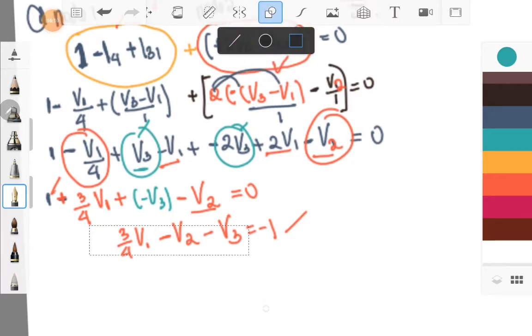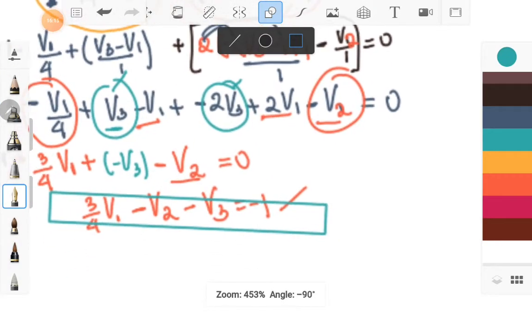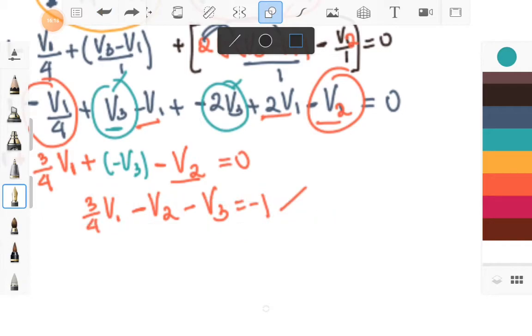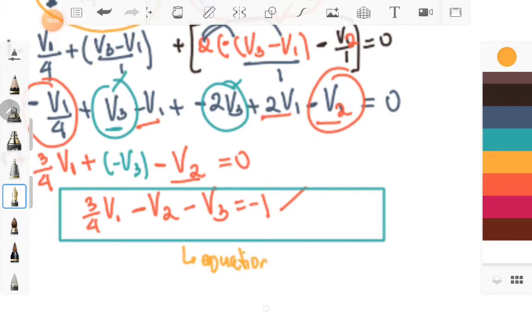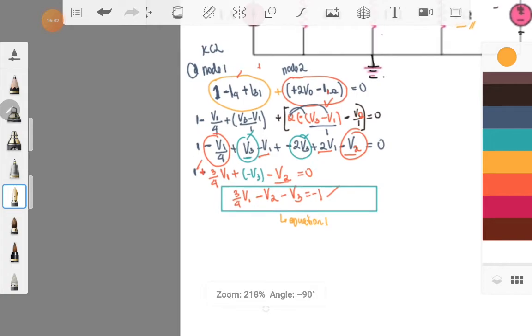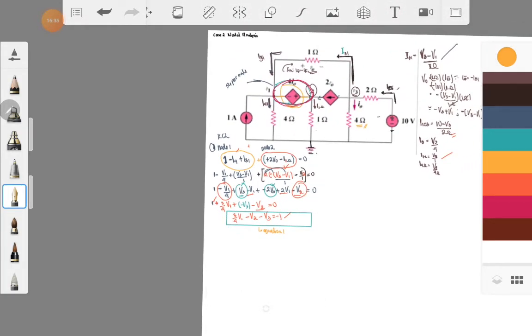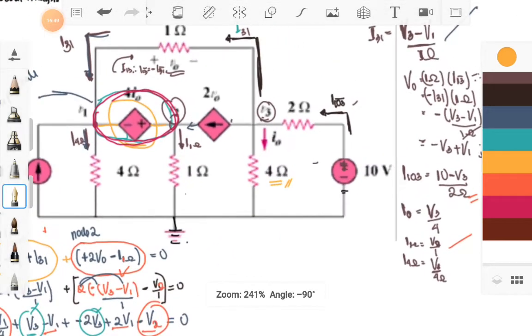This is our first equation, the equation at our supernode. Supernode equation. Okay, this will be our equation 1. And then next are our equations 2 and 3. Take note that if there are 3 unknowns, there must be 3 equations in order to solve the problem.